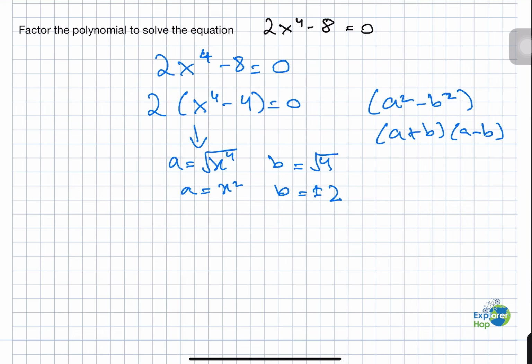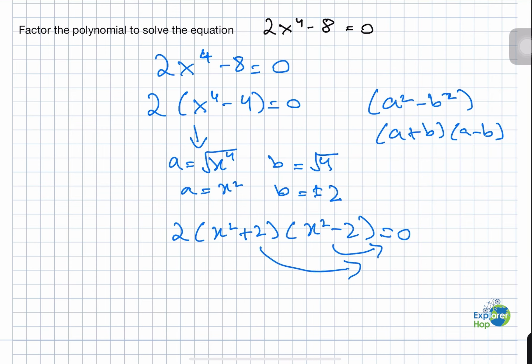Therefore, we can write this down as 2 times (x squared plus 2) into (x squared minus 2) equals 0. And then we can solve for x to get the answer. To get the roots, we take x squared plus 2 equals 0. But this is the factored form. We'll just further simplify this.